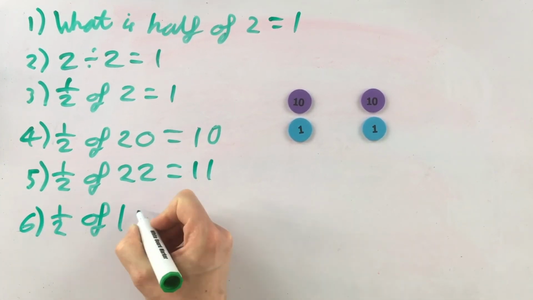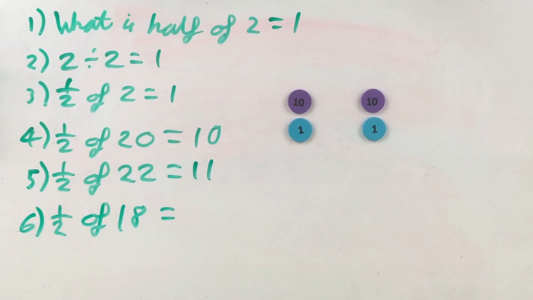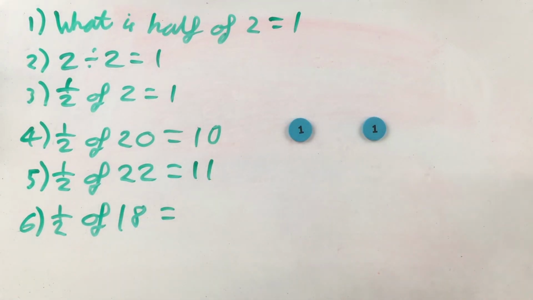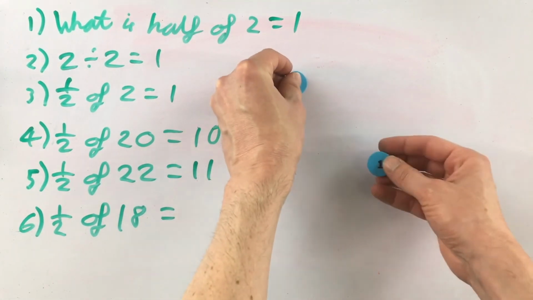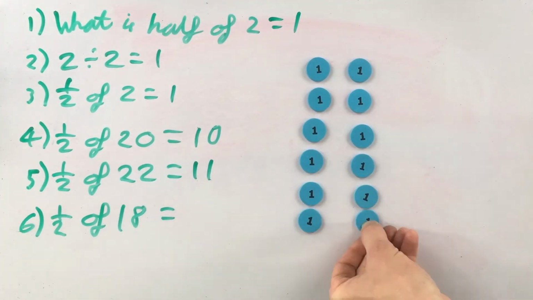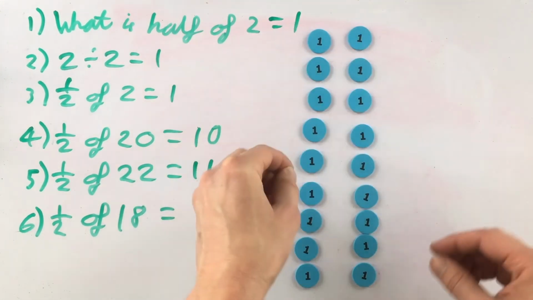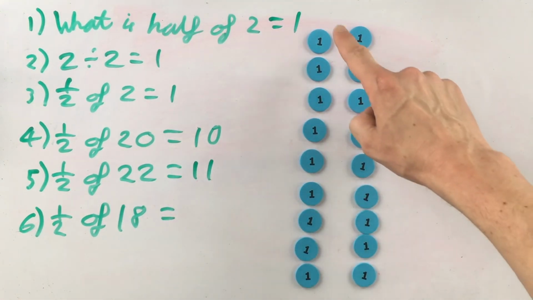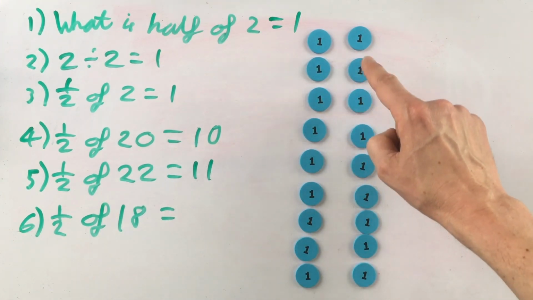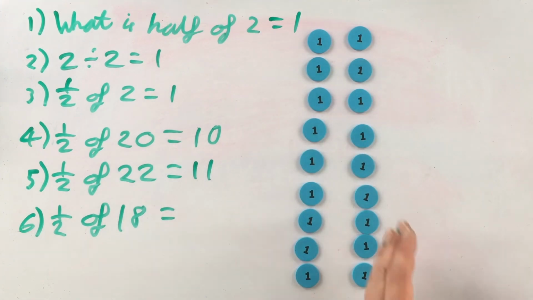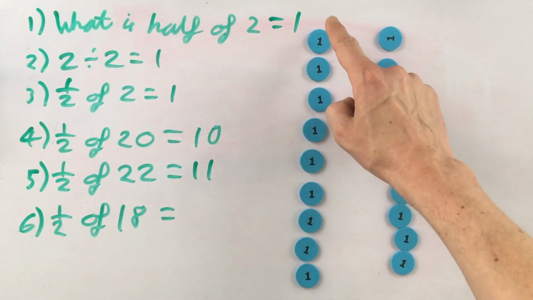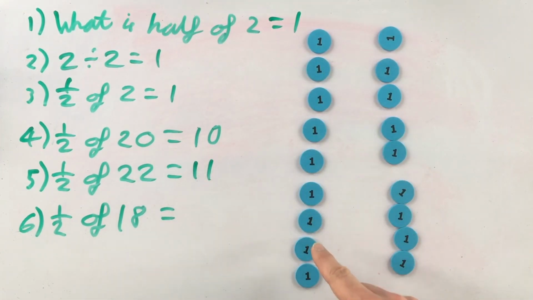Finally, half of 18. You could do this with 18 coins, and you just got to put the same number on each side. Here we have 18 coins, 1, 2, 3, 4, 5, 6, 7, 8, 9, 10, 11, 12, 13, 14, 15, 16, 17, 18. And half of 18 is 9. 1, 2, 3, 4, 5, 6, 7, 8, 9.